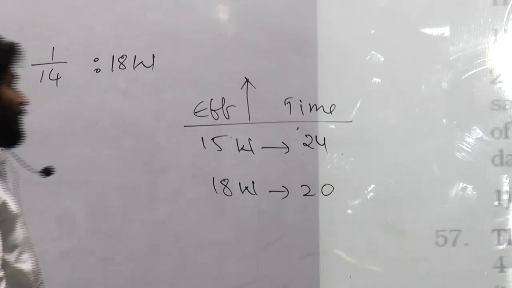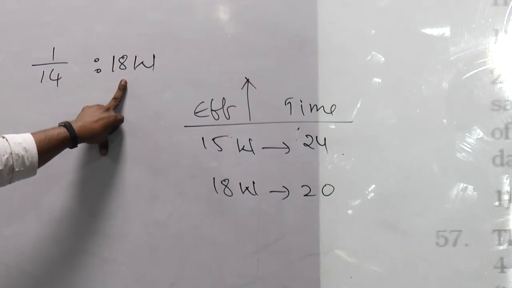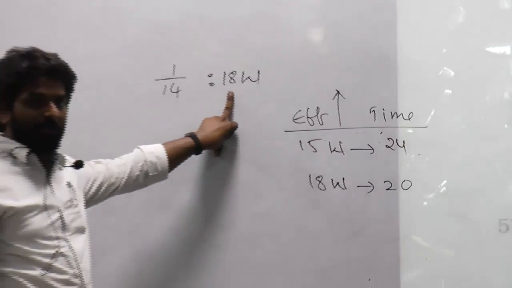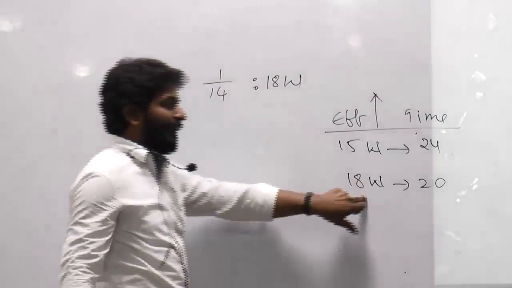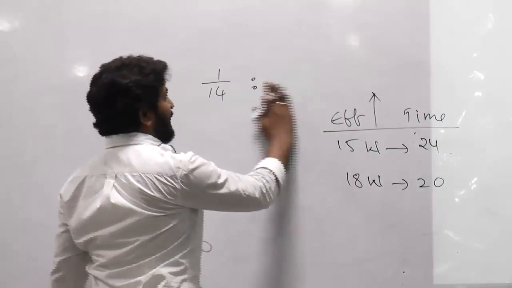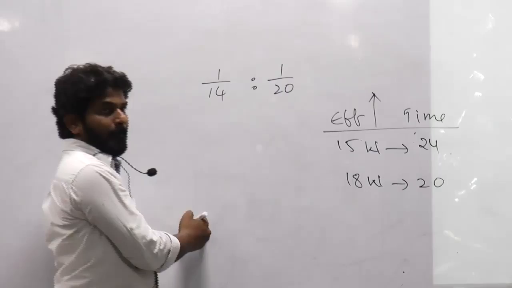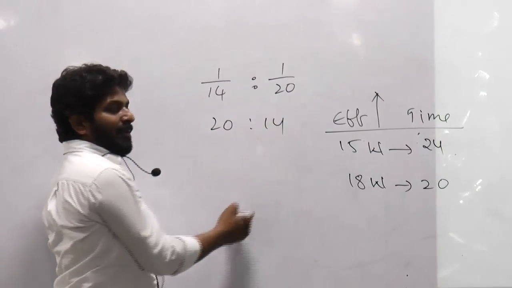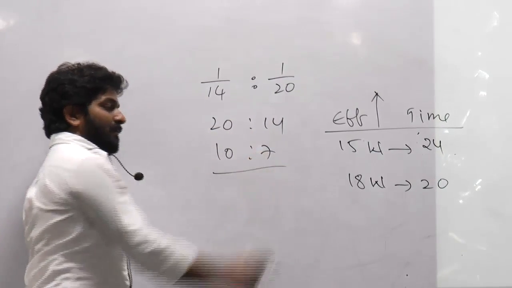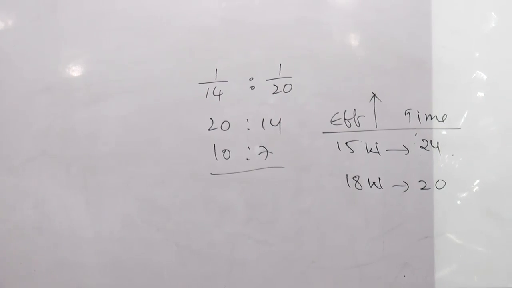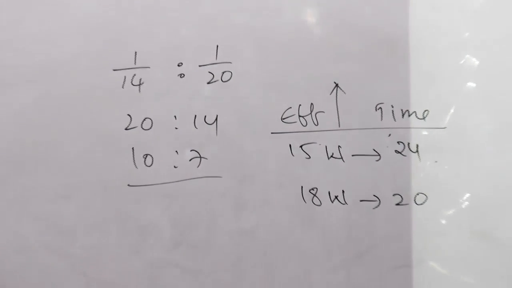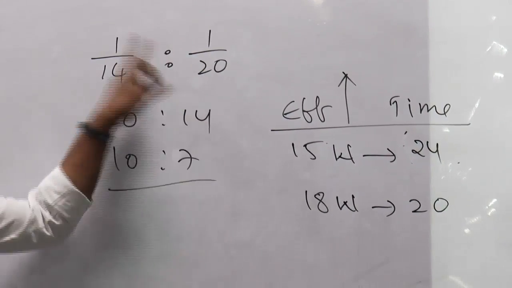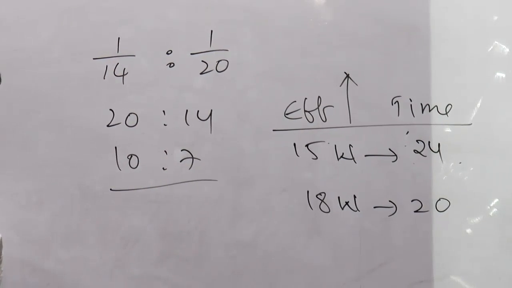Okay? Now, you need to go for the one day work of 18 women. One day work of 18 women is 1 by 20. That will be 20 is to 14, 10 is to 7. Cross multiplication only, right? 20 comes here, 14 goes there. 20 is to 14, 10 is to 7.